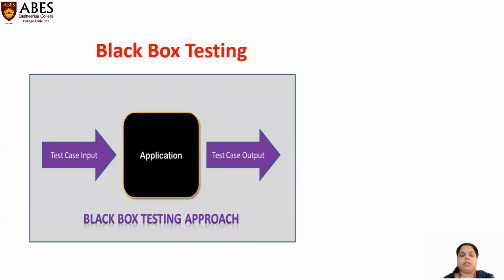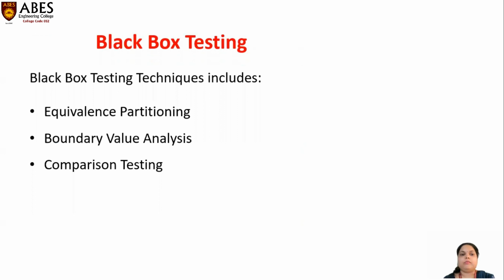The box is shown in black color. That means we do not know about the internal structure of the program. Here we only know about the test case input and the test case output. So this is the basic black box testing approach.